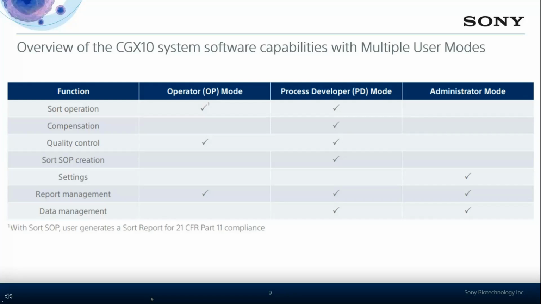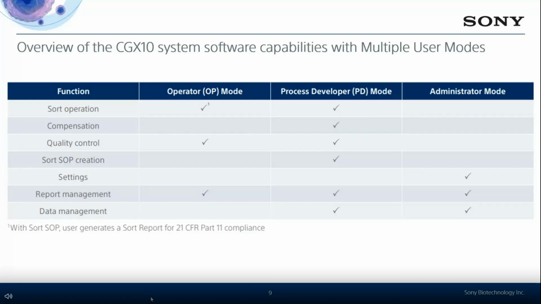Process developers can do all of these, but in addition, they can create compensation matrices for building protocols. They can develop an SOP running the system in an open mode, and then converting this to an SOP with the required instructions for the GMP operator. And they are also able to manage the data on the system.